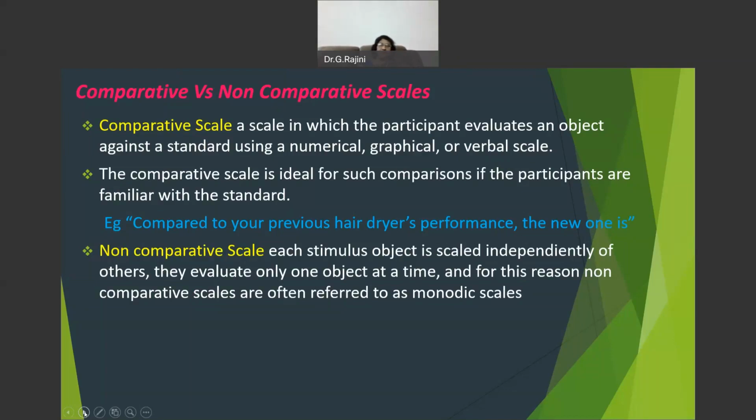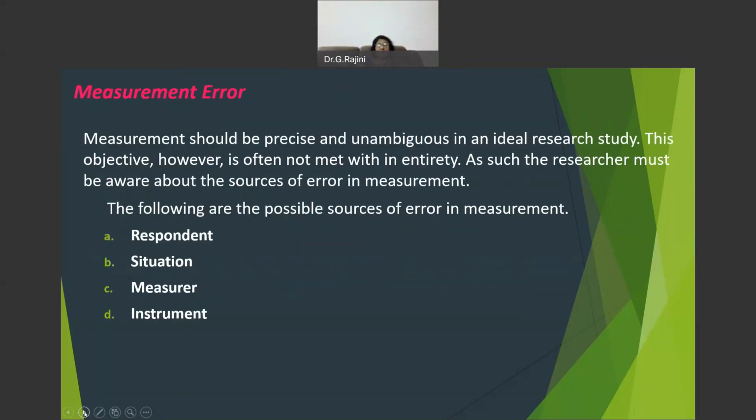In a non-comparative scale, respondents evaluate each object independently of others. They evaluate only one object at a time, and for this reason, non-comparative scales are often referred to as monadic scales. Okay, so now when we do measurements using scales, we tend to err.